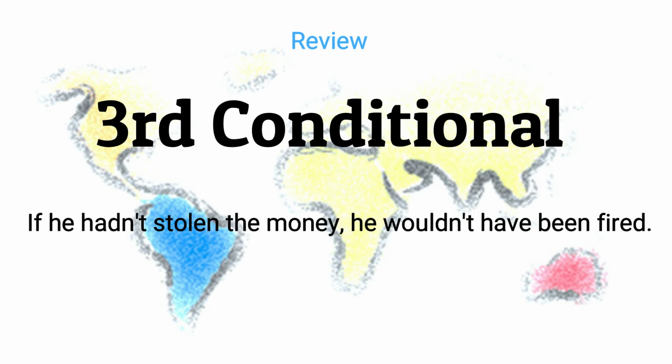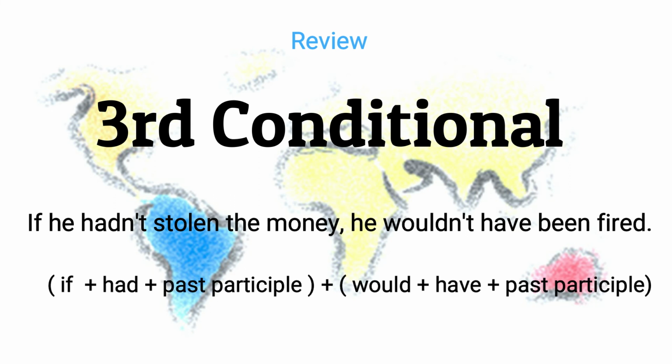And finally, the third conditional. If he hadn't stolen the money, he wouldn't have been fired. To construct this sentence, we have if plus had plus a past participle in the action, and the consequence will have would plus have plus another past participle. This is the unreal past.